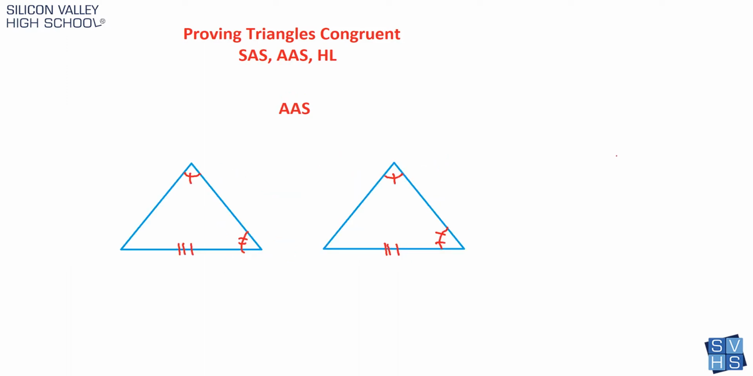Now for the second example, angle, angle, side, again, the name just gives it away. You want the angles in a row and the side last. And so this is a perfect picture here depicting that. You have angle, angle, side, angle, angle, side. So these are definitely congruent by angle, angle, side.